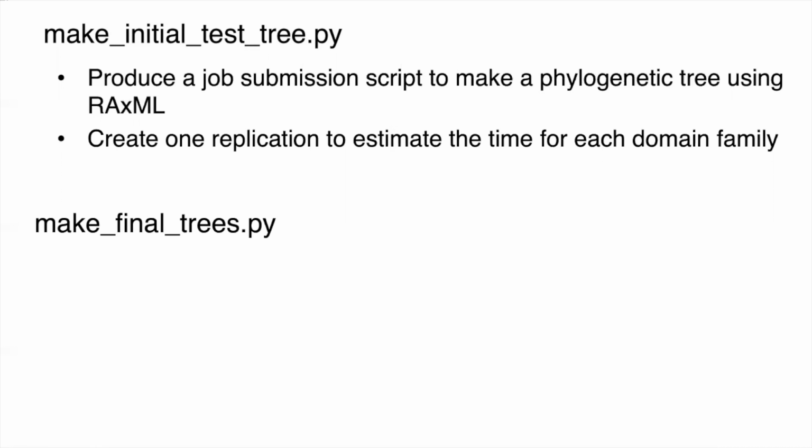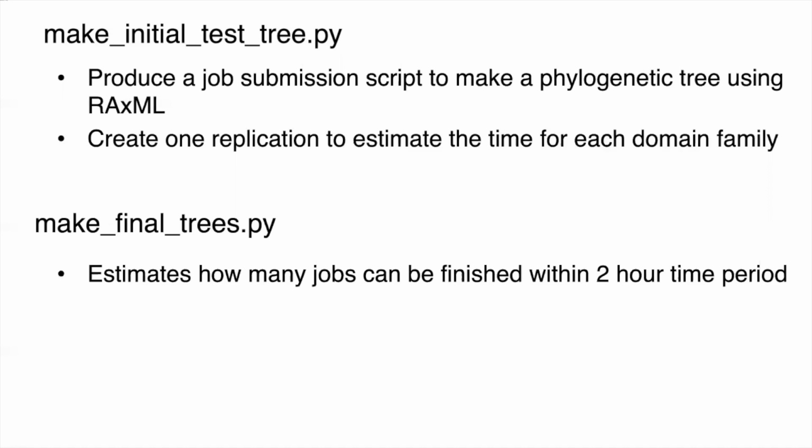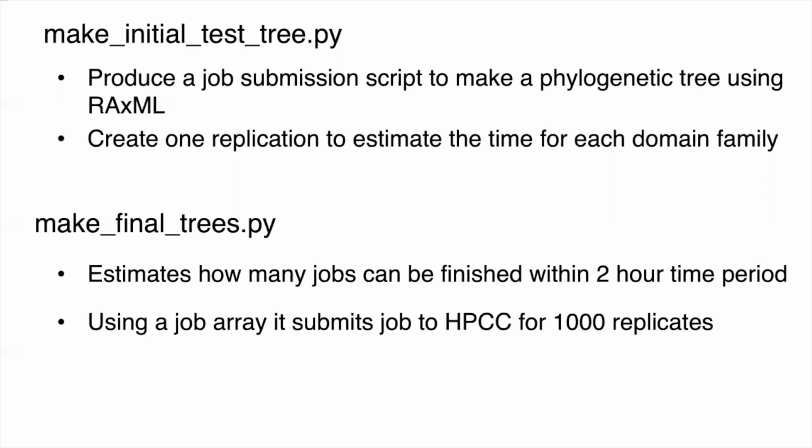Then by implementing the make_final_tree.py script, it can estimate how many jobs can be run within a 2 hour time scale, which is the sweet spot for HPCC. Then using a job submission array to submit an optimized number of jobs where we have 1,000 replicates in the end. So that's what this script is doing.